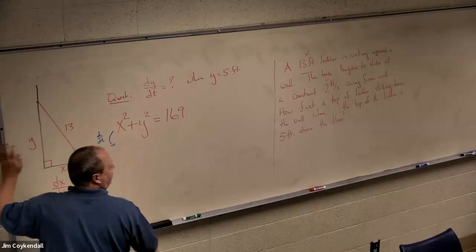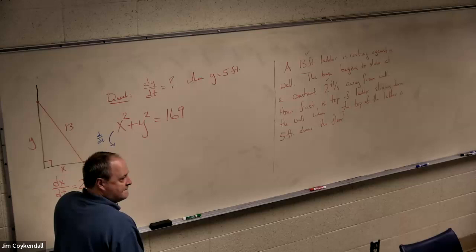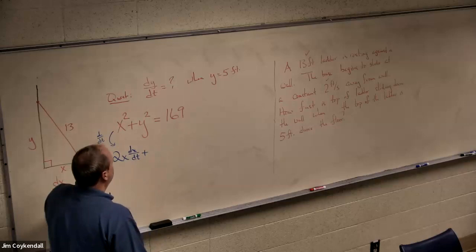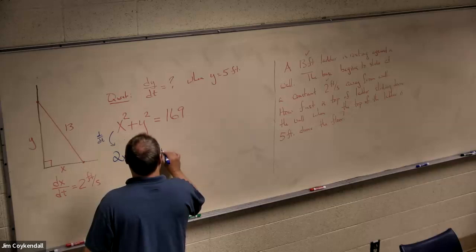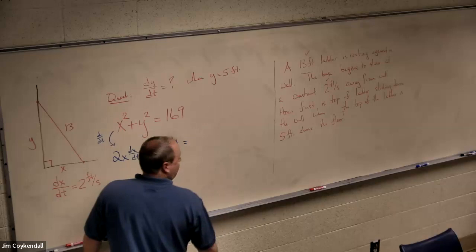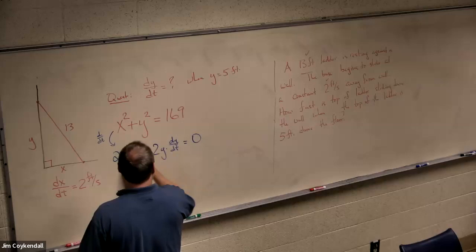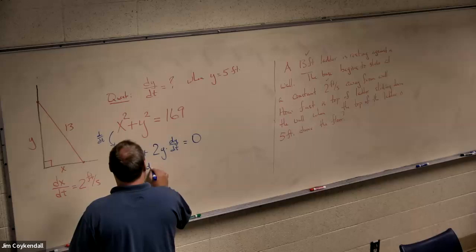What's the derivative of that square? Right, same principle. And the derivative of 169 is zero. Now let me develop a formula here. I can cancel the twos, and I get y dy/dt. By the way, we're looking for dy/dt.